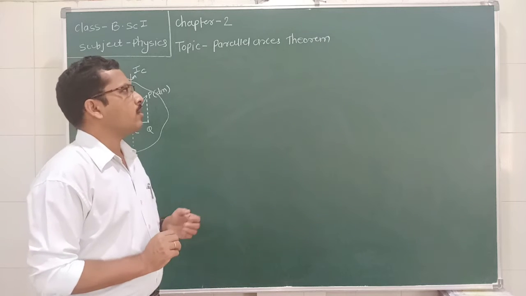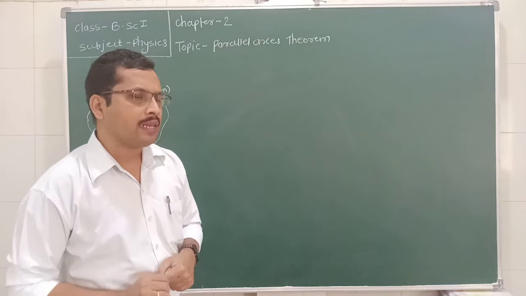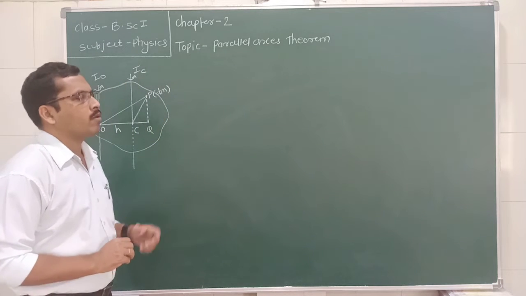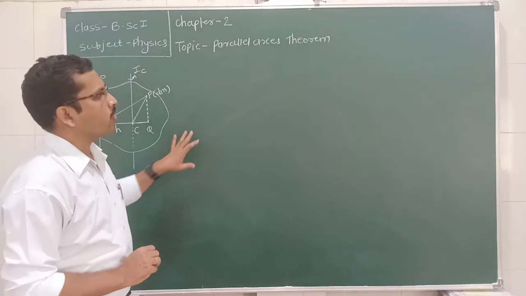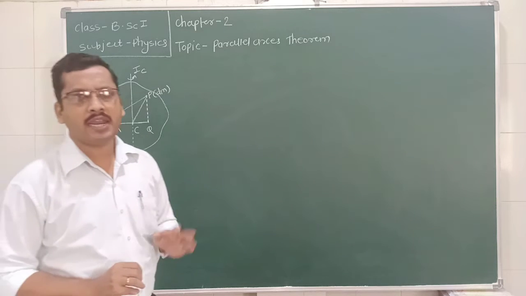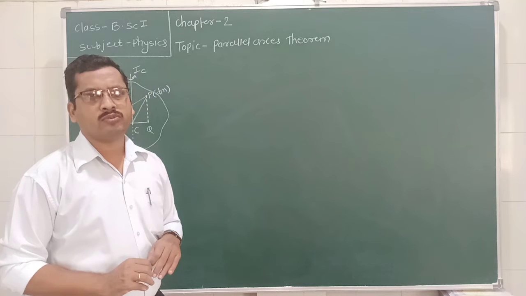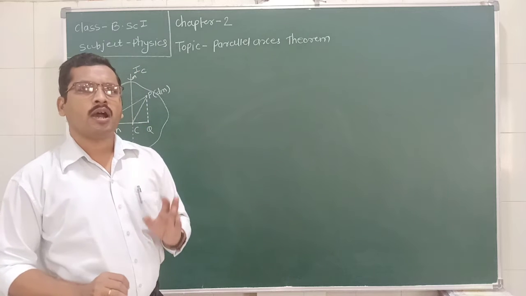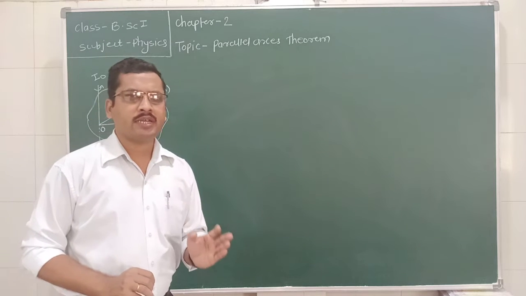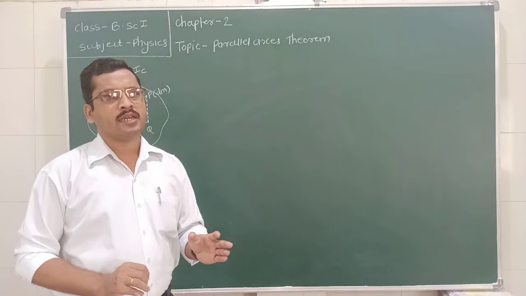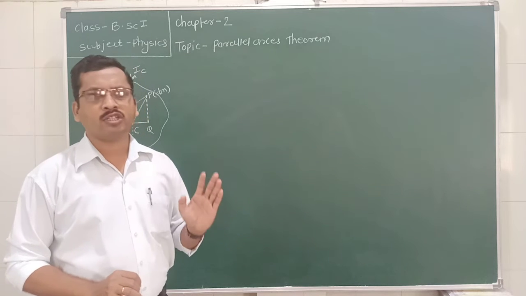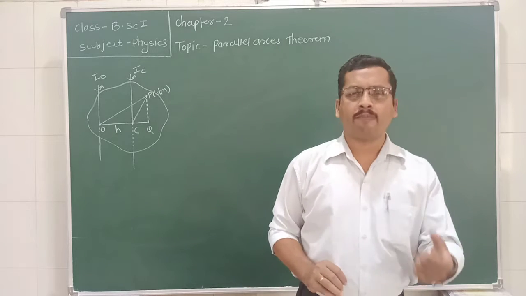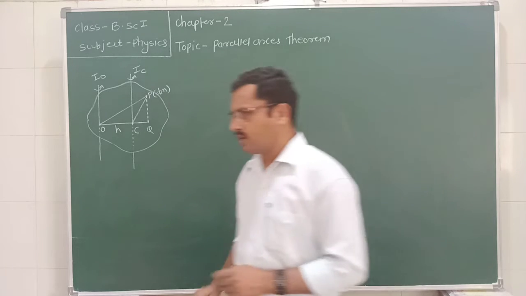So what is the statement of this parallel axis theorem? This parallel axis theorem states that the moment of inertia of a body about any axis is equal to the sum of the moment of inertia of the body about an axis passing through the center of mass and the product of the mass of the body and the square of the distance between the two parallel axes.